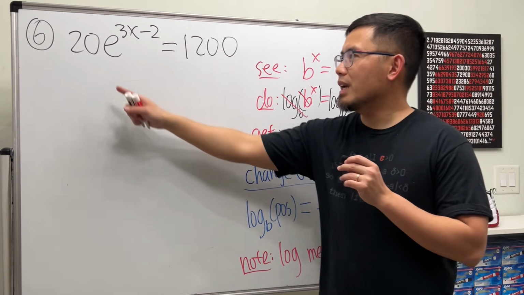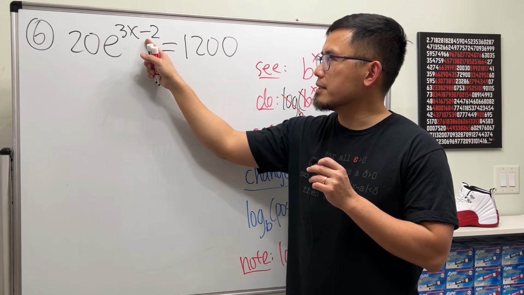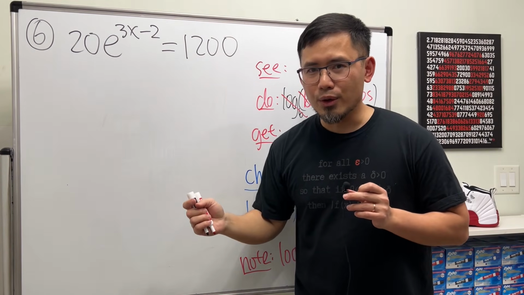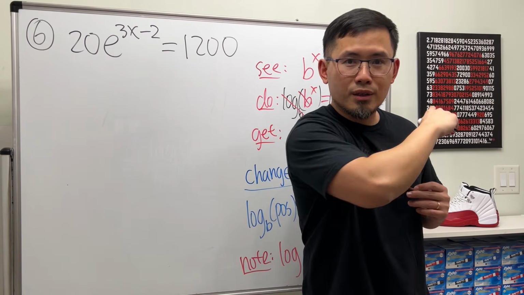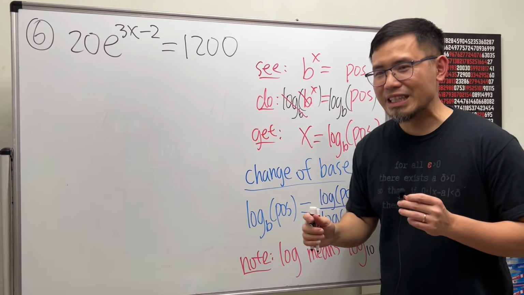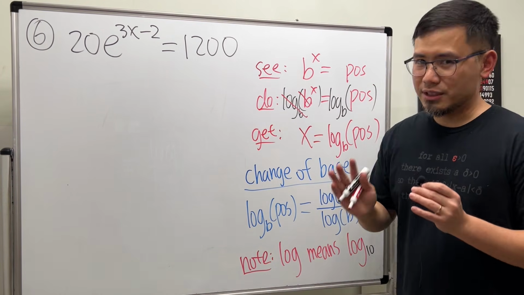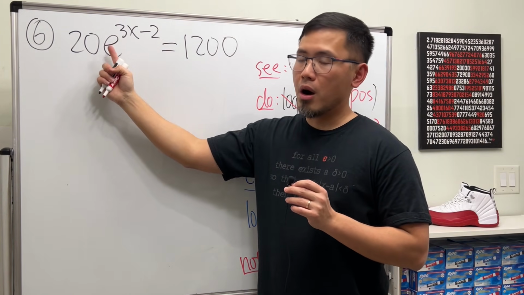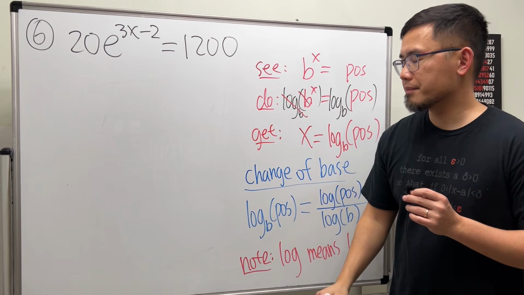Okay, number 6, we have 20e to the 3x minus 2, that's equal to 1200. What's the number e though? Well, did you notice it's over there, right? It's approximately 2.718. So it's just a constant. All right, this right here is our exponential part. We will have to get rid of it.